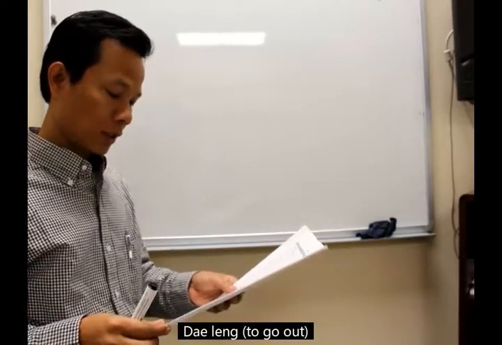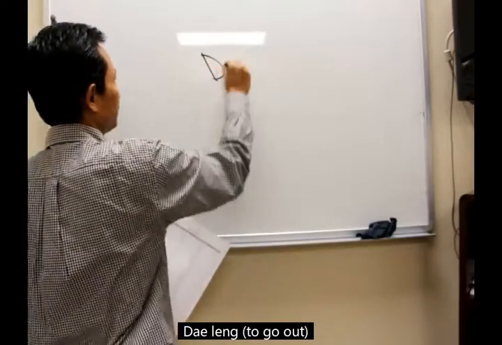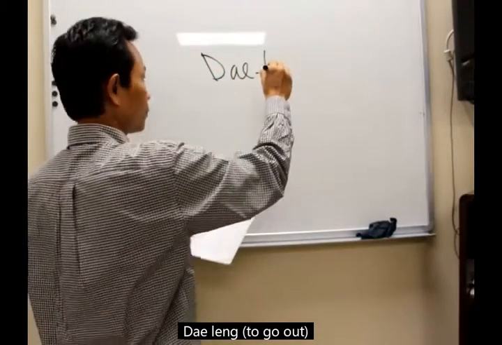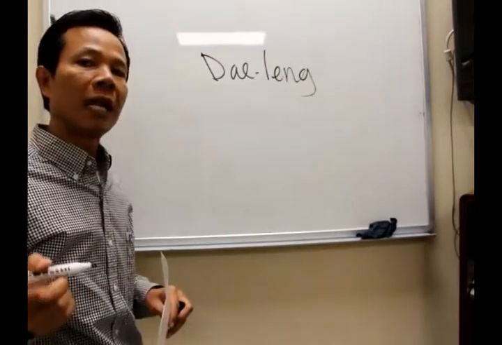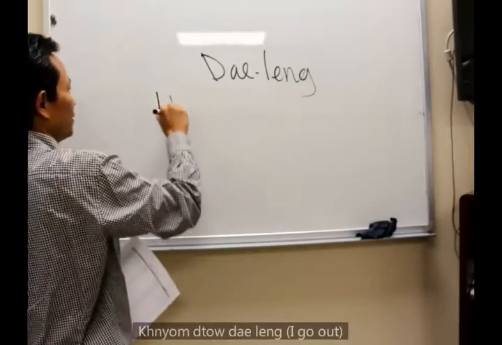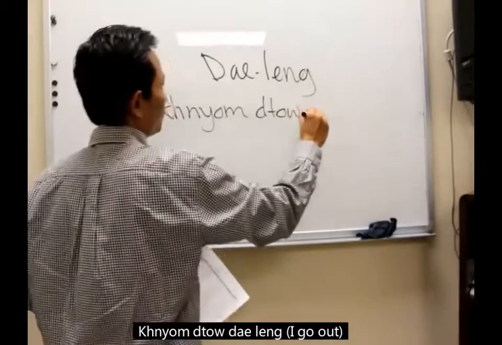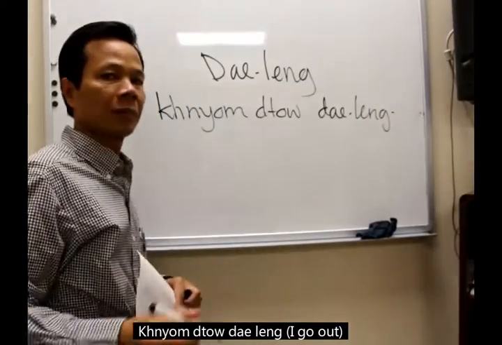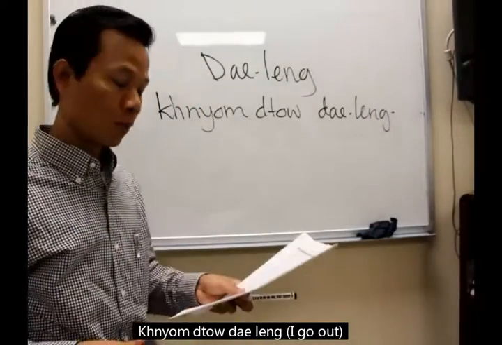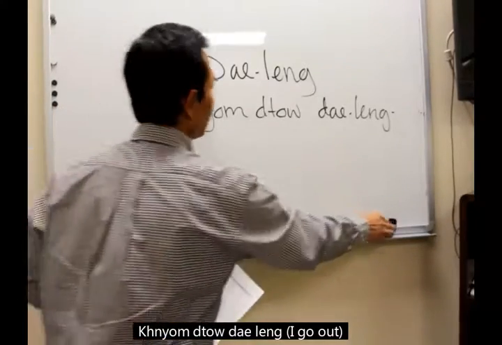Then to go out, to go for a walk, something like that, is da ling. Khnyom tau da ling. I go out for a walk.